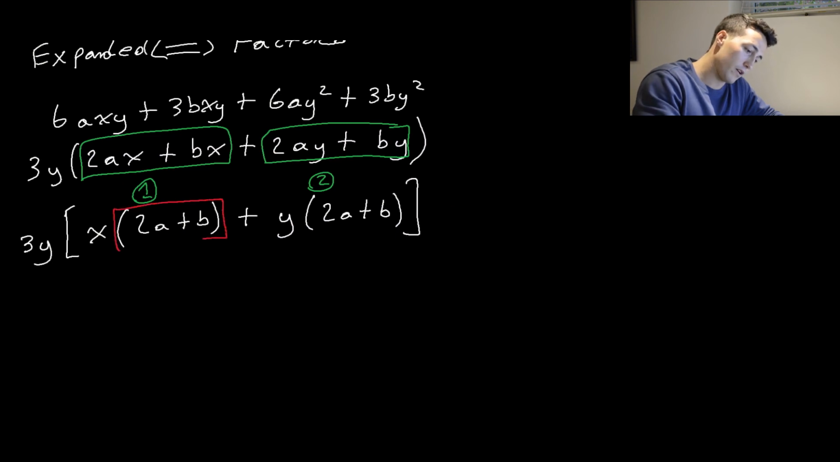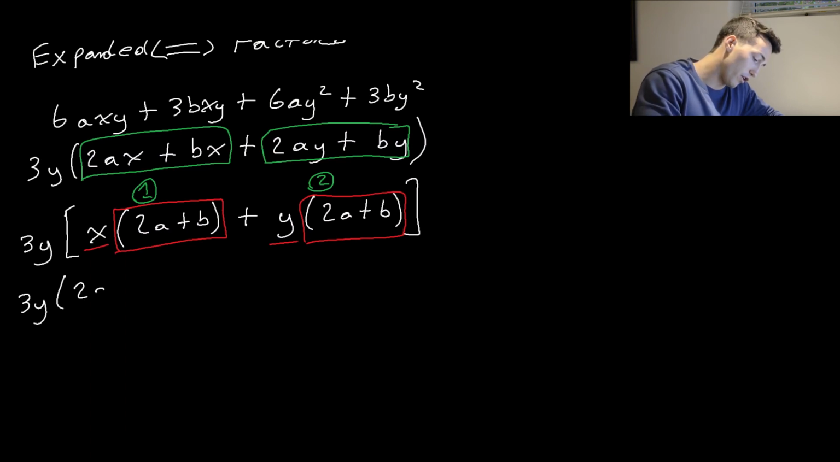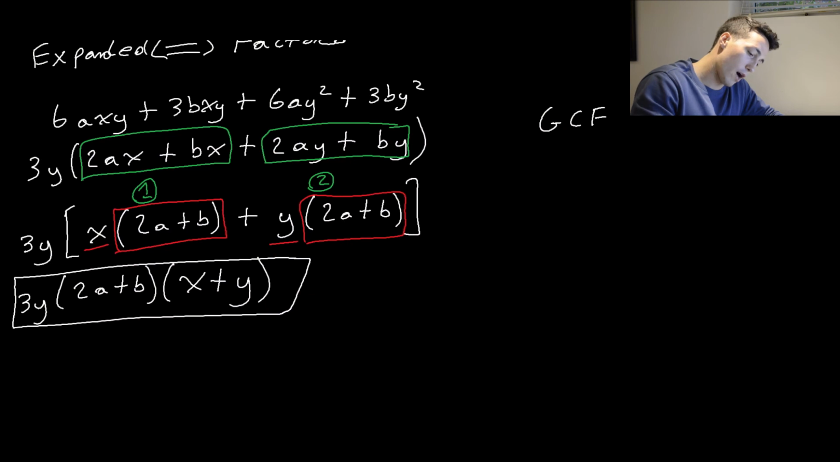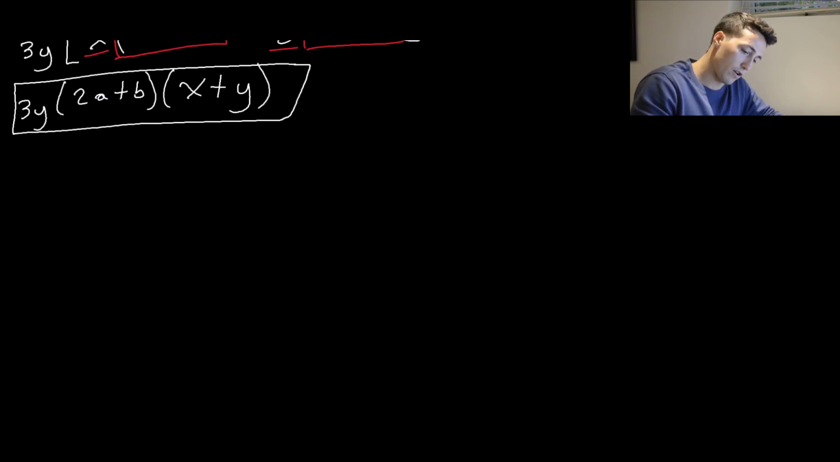So now, like always with factor by grouping, we've now isolated a term that's common to both this y term and this x term. So if we bring the 2a plus b term out, we can write 3y times 2a plus b multiplied by x plus y. And that would be our fully factored form using greatest common factor, so I'll write GCF, and grouping. Okay, so that was our first combination.